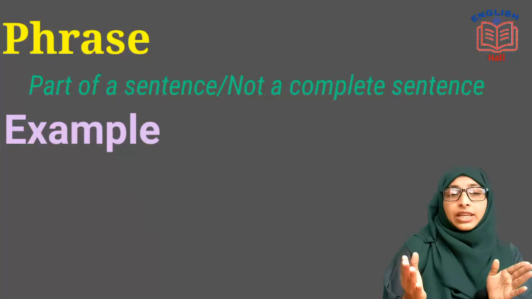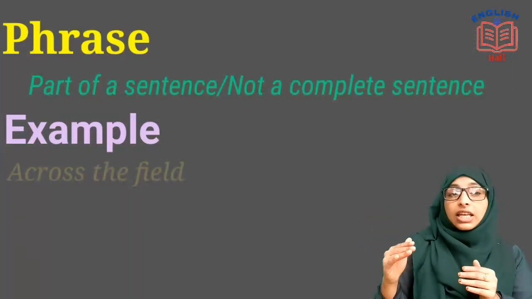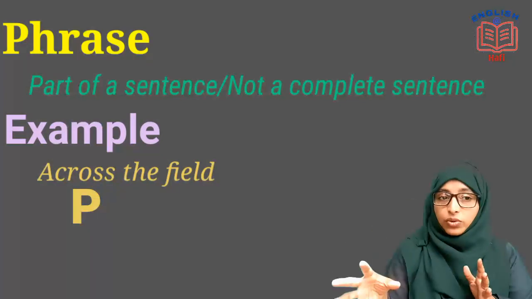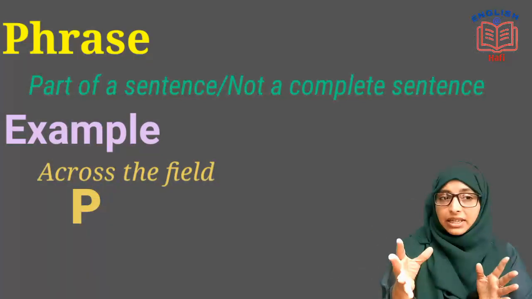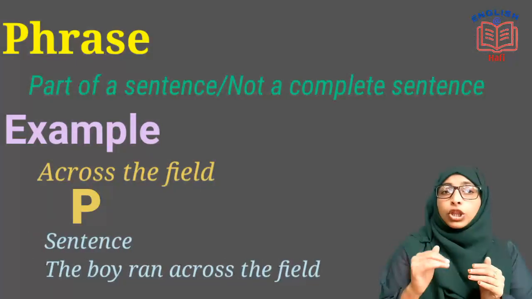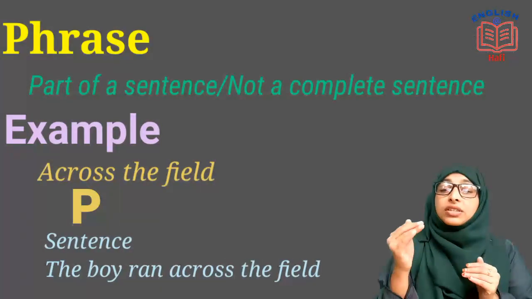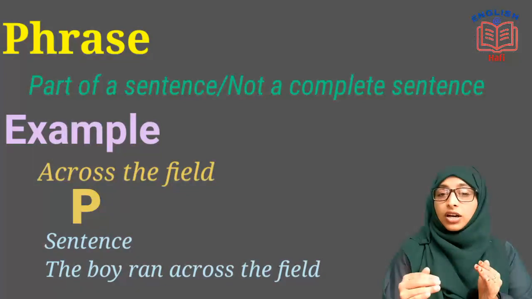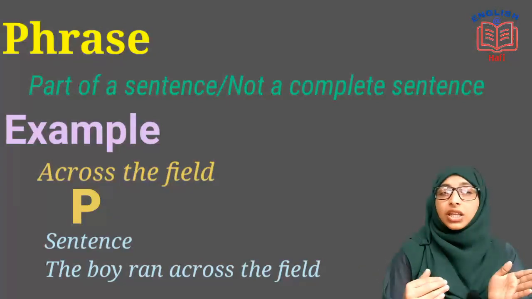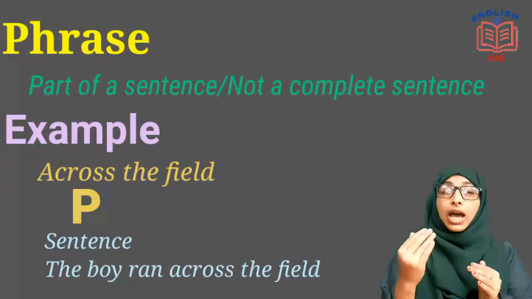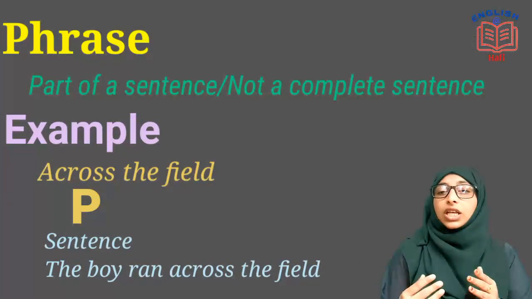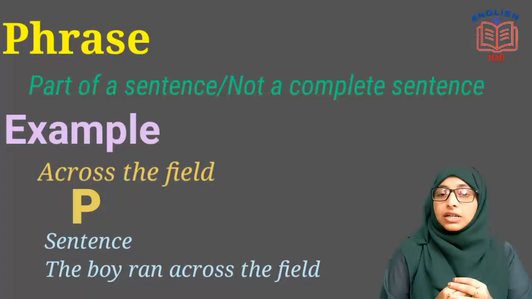So you can go through the example. Across the field. Here, across the field, there are three different words and it is giving you some meaning but not a complete meaning. So now let us see. The boy ran across the field. Here, in order to make the meaning complete, we are just adding the words the boy ran. So, the boy ran across the field. When it comes together it becomes a proper sentence.